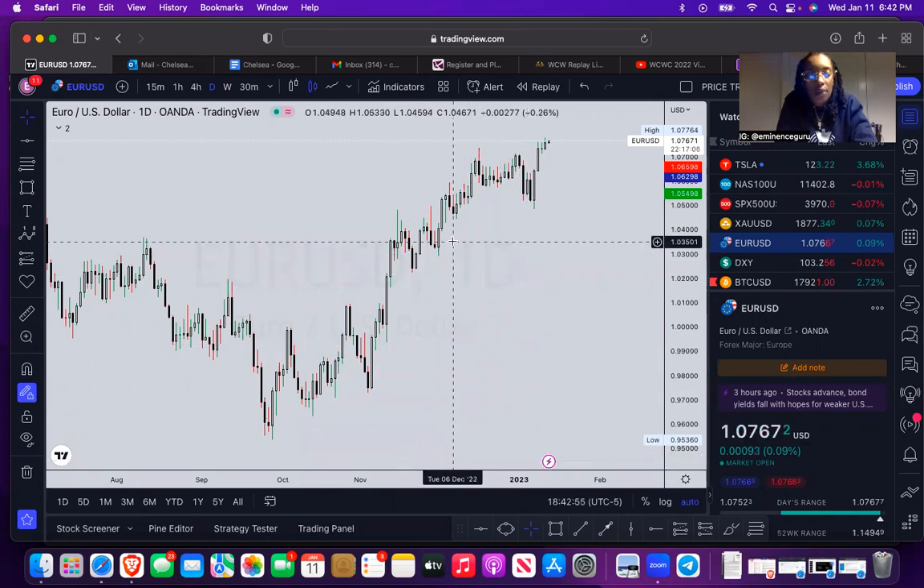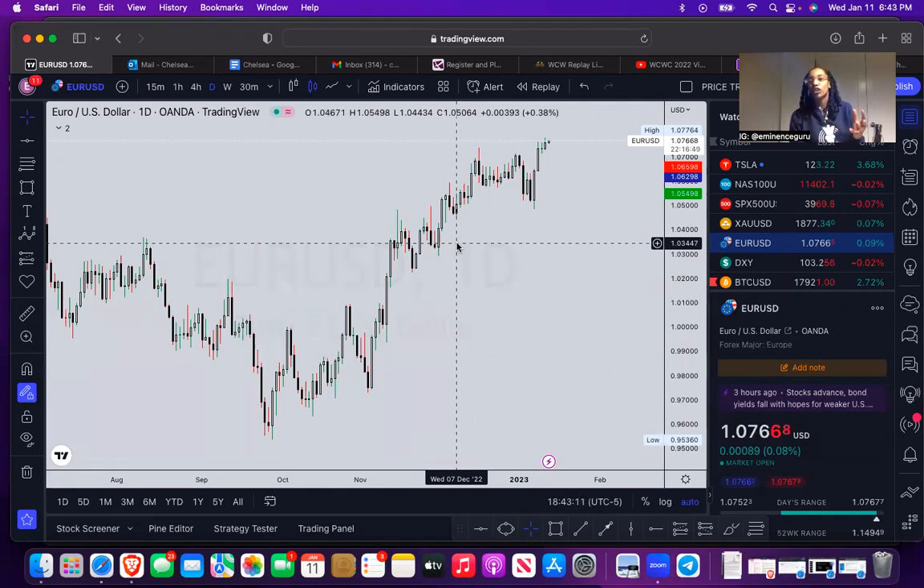Now, I'm going to introduce you to what's called market structure. Market structure is the most important part about viewing the charts because, again, it's giving you that direction. It's the structure of the market, pretty much. So there are 3 different types of traders.